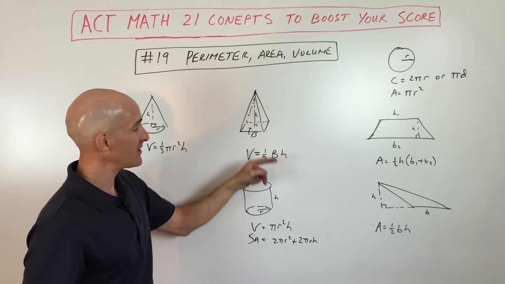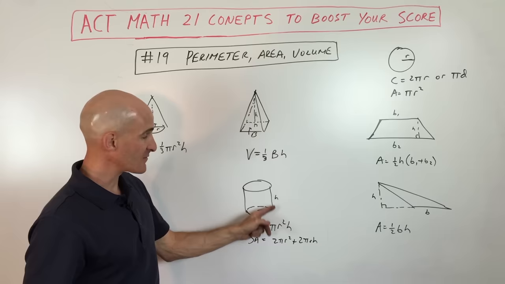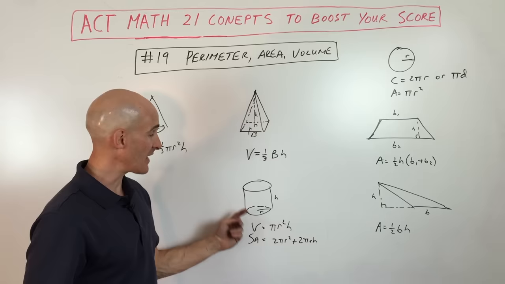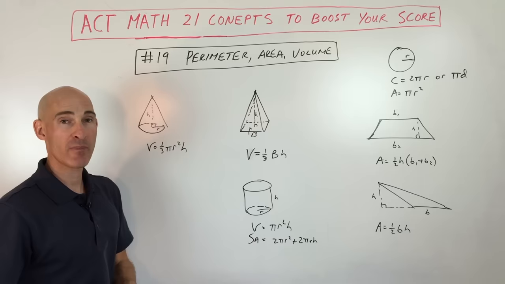For a cylinder, the volume equals the area of the base pi r squared times the height. The surface area equals 2 pi r squared, that's the two circles, plus 2 pi r h, that's the lateral area or the sides. In a cone, the volume equals 1/3 pi r squared times the height.